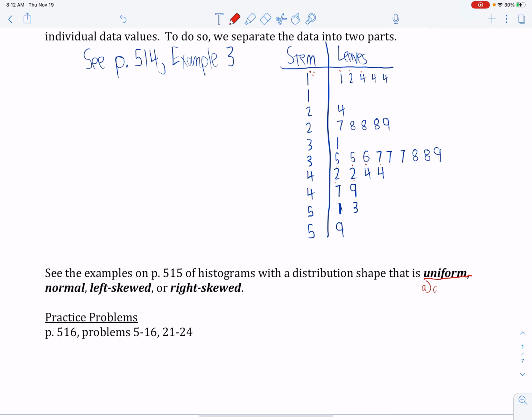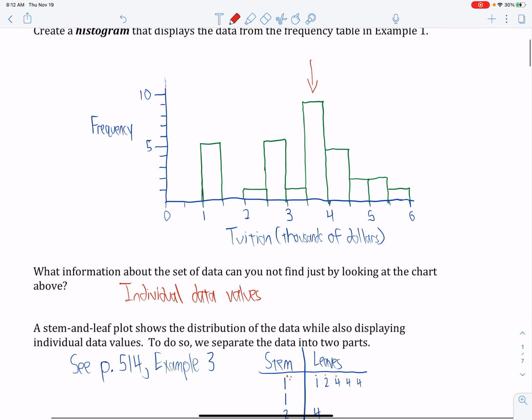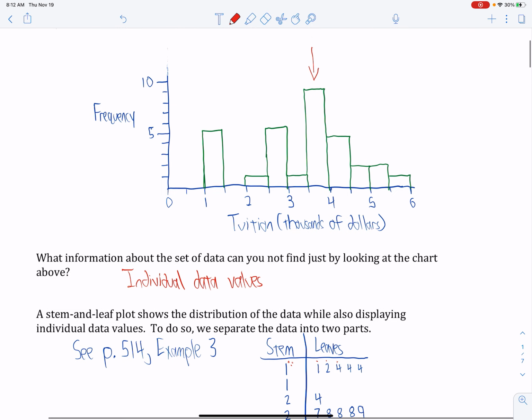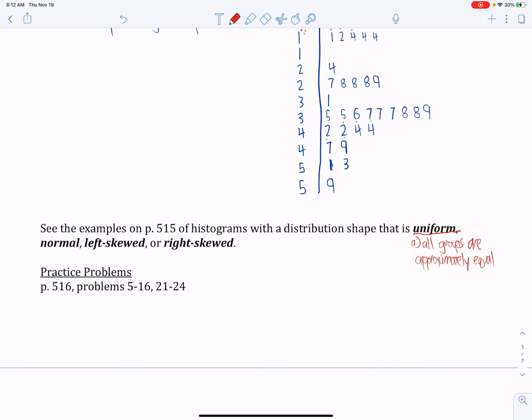In a uniform distribution, all of the groups are approximately equal. They don't need to be exactly equal. They're usually not exactly equal, but they should be pretty close to each other. So what we mean by that is all of the bars in a histogram would be at about the same height. This one's definitely not uniform. The bars have all completely different heights, so that would definitely not be uniform. But if you look at graph A at the bottom of page 515, the groups are really approximately equal.